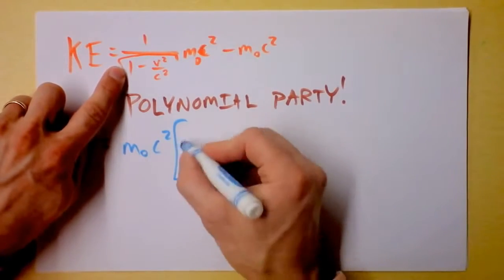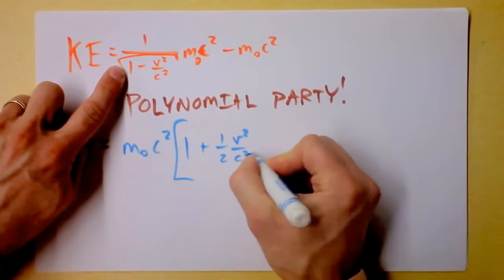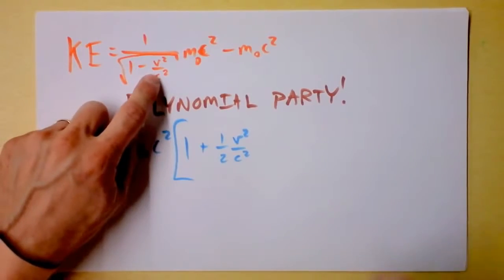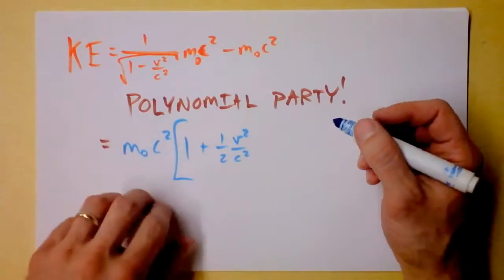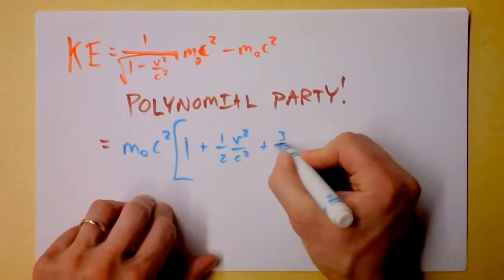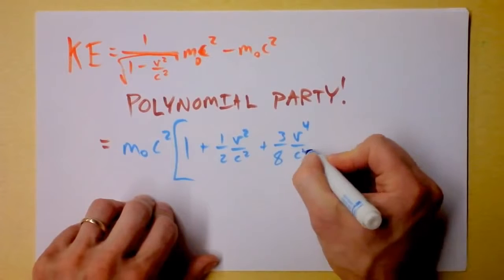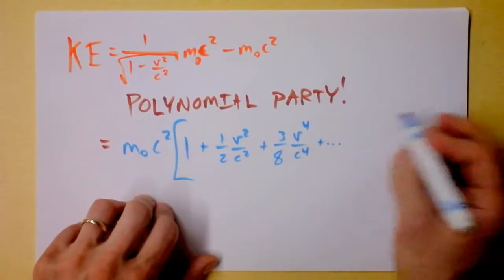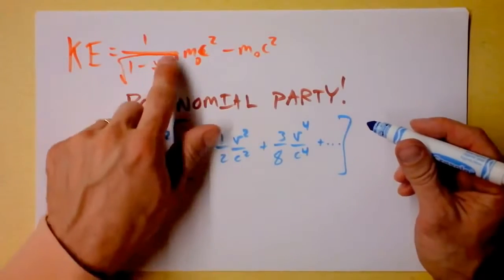binomial expansion. And I get 1 plus 1/2 v squared over c squared. See, that's my variable down here in the denominator, and I'm assuming that it's reasonably small. This would break down for high speeds. Then I add 3/8 times v to the 4th divided by c to the 4th, and I could go on, but I don't really feel like it because at low speeds, oh wait, that's just this term right here.